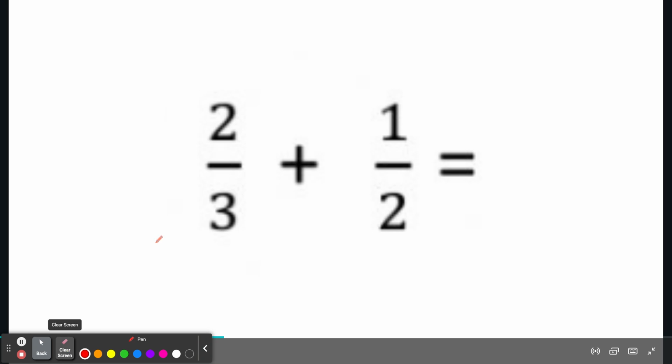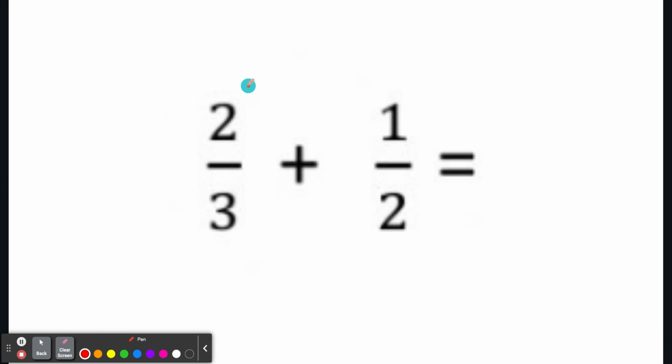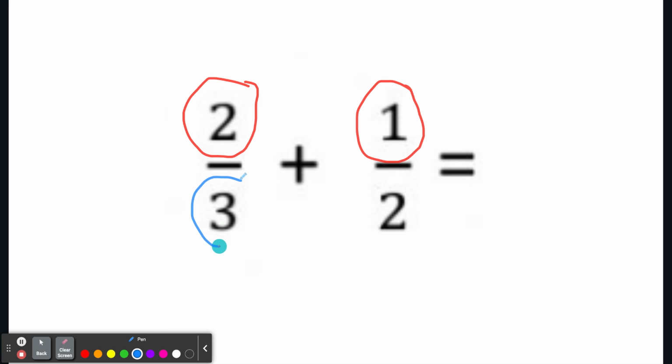So just as a reminder, our numerators are the numbers on the top of our fractions. They represent our part. And so our numerators in this particular problem are 2 and 1. Our denominators are the numbers that are on the bottom of the fraction. They represent the whole. Our denominators for this problem are 3 and 2.